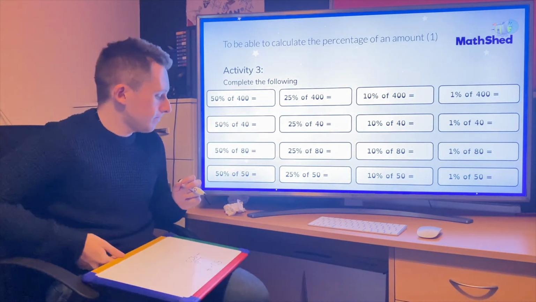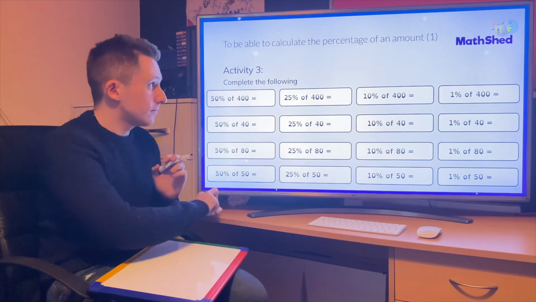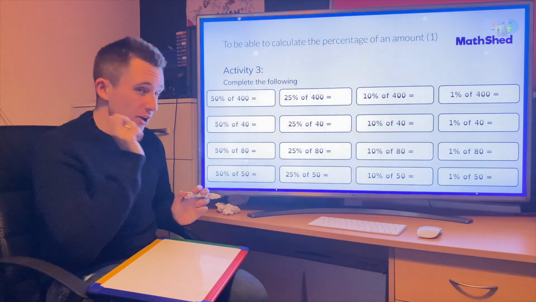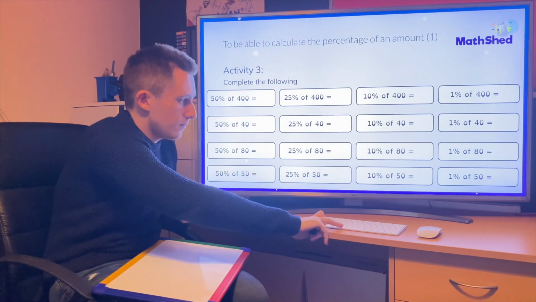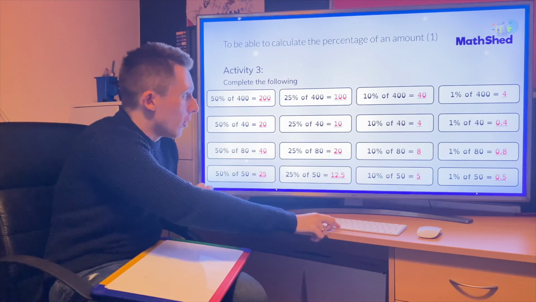Okay. Have a go then at solving those, please. Okay, and here are your answers. All right, moving on.